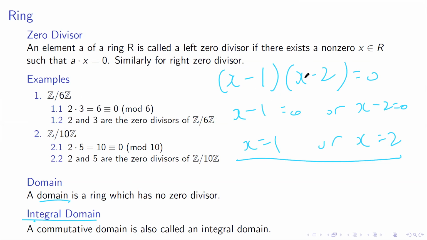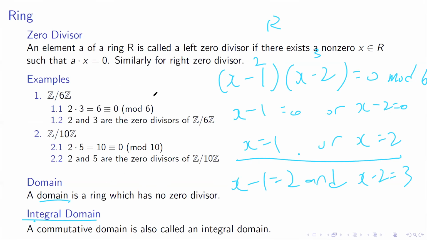The reason for this is that in the ring R, there is no zero divisor. If there is a zero divisor, say modulo 6, then one factor can be 2 and the other can be 3. So we will have another case where x - 1 equals 2 and x - 2 equals 3. Without zero divisors, it is very useful to solve this kind of problem. But a ring might have zero divisors, which is unfortunate. So that's the thing about rings.